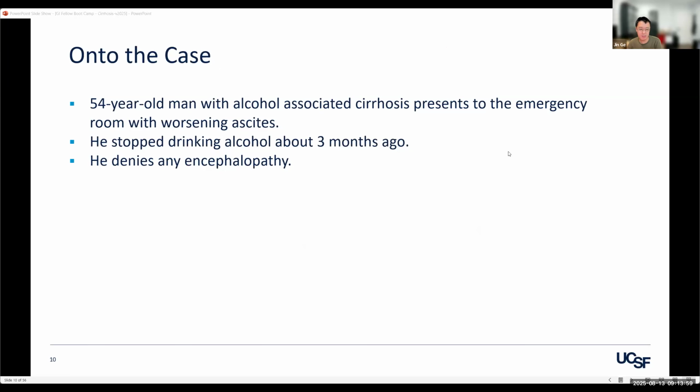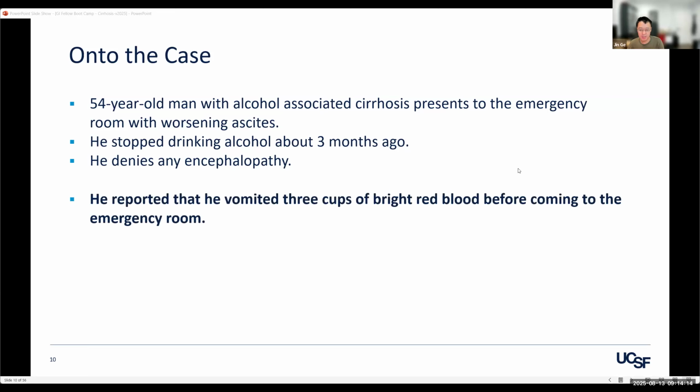So we're going to talk about a case, because that's going to illustrate some of the decompensation of cirrhosis. So we got a 54-year-old man with alcohol-associated cirrhosis. He comes to the emergency room. He has worsening ascites. He stopped drinking about 3 months ago. He denies any encephalopathy. And then he vomits 3 cups of bright red blood before coming to the emergency room. And so I think this is a pretty typical consult that you guys are going to get as first-year fellows.